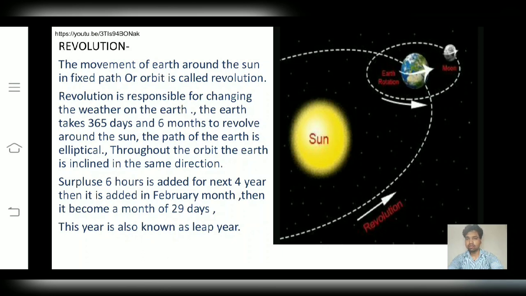Friends, the basic time of revolution is 365 days and 6 hours. So these 6 hours added over 4 years, and then we find a leap year which contains 366 days. So we find 29 days in February month in every leap year.